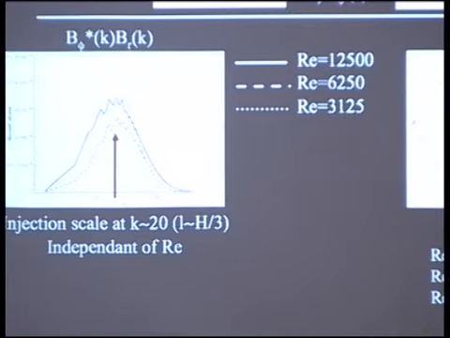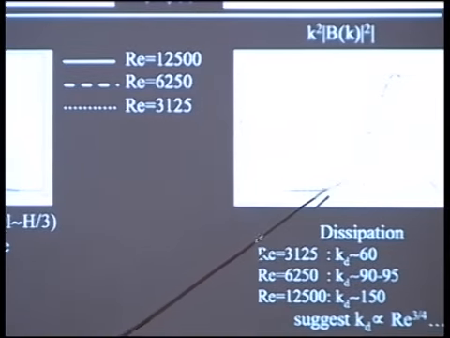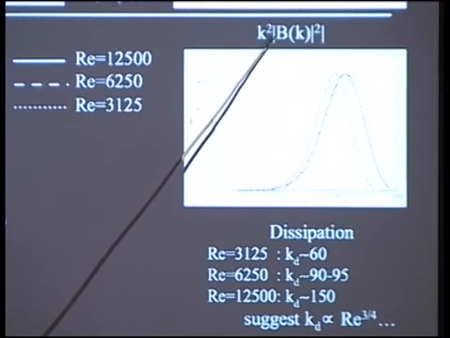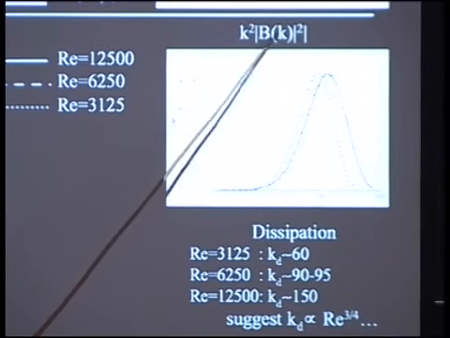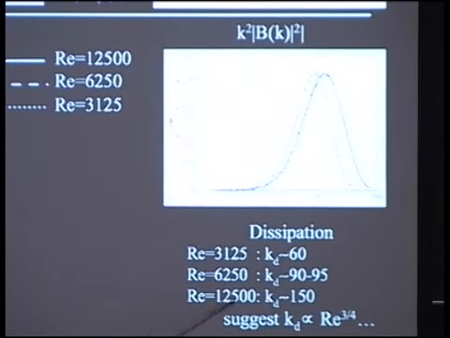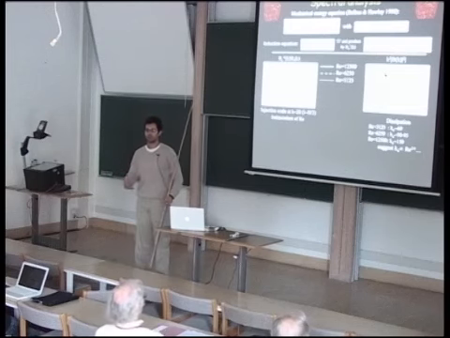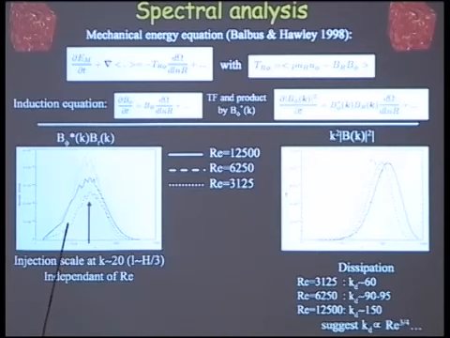That can be contrasted with an estimate for the location of the dissipation scale that you can try to estimate by looking at the product of k squared, B_k squared. And as you increase the Reynolds number, you see that the peak of this curve is shifting to smaller and smaller scale. It's what you expect because you decrease the dissipation coefficient, so you expect you'll dissipate at smaller and smaller scale.